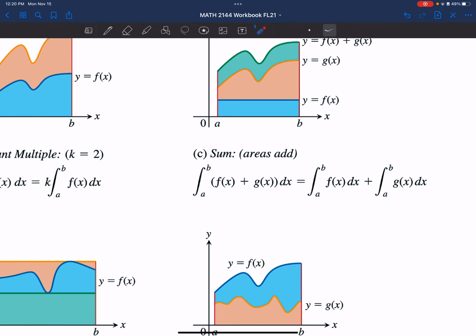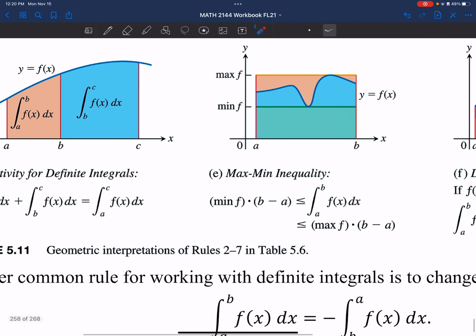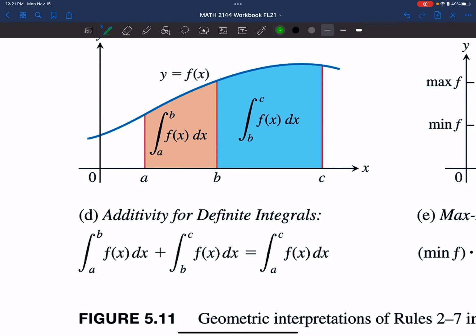So you can break up the integral over a sum. Notice that the a to b are all staying the same. This one is a nice one because this allows you to deal with negative numbers. So let me highlight a few letters.